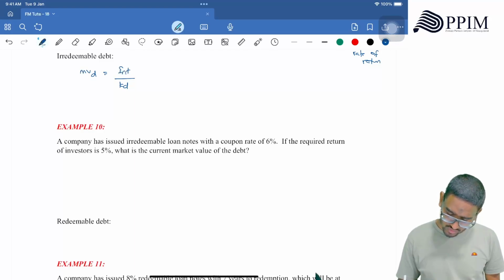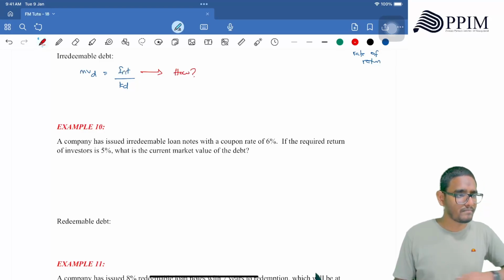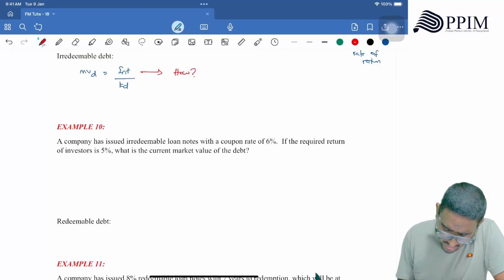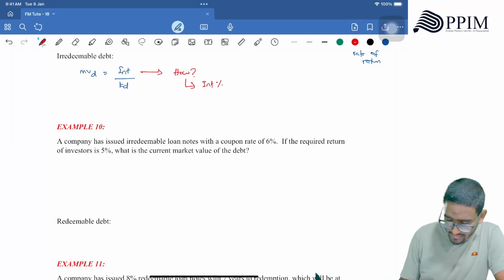irredeemable loan notes with a coupon rate of 6%. But before that, let's take one step back. Ask yourself the question, how do you calculate interest? Very simple. Take your interest percentage and multiply it by nominal value.